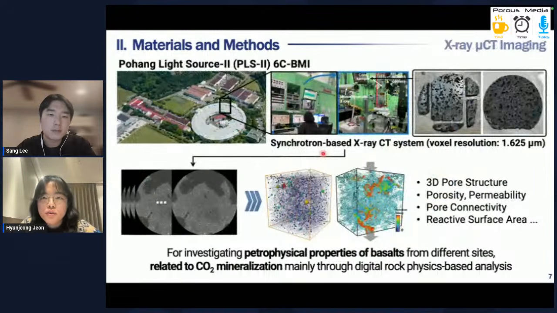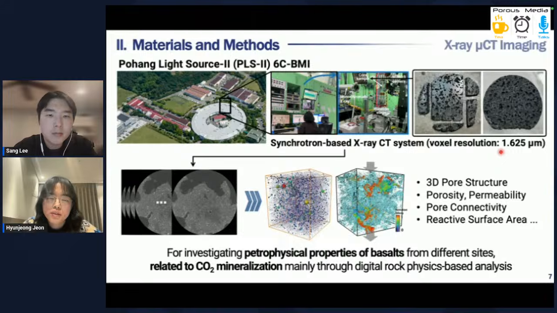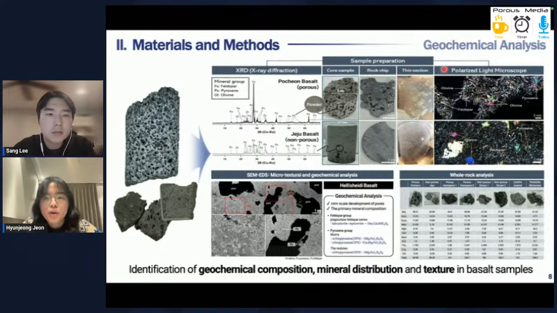And the key method in this research is the use of synchrotron at the Pohang Light Source in South Korea. This advanced imaging allowed us to obtain high-resolution 3D data with a voxel size of 1.625 micrometers, which is essential for performing digital rock physics-based analysis on micropore characteristics of basalts. We also conducted comprehensive geochemical analysis to characterize the geochemical composition of basalt samples by integrating XRD, SEM, and whole rock analysis, etc.